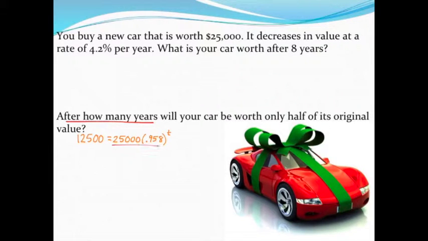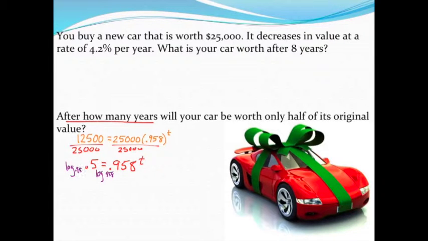So to do that, I'll start by dividing both sides by 25,000, and I'll see that 12,500 divided by 25,000 is just 0.5. As we said, we want to know when it's going to be worth half its original value. So 0.5 would equal 0.958 raised to the t. And once again, to get rid of this base, I need to do a logarithm. Well, to get rid of a base of 0.958, I need to do the log base 0.958. And remember, you need to do that to both sides.